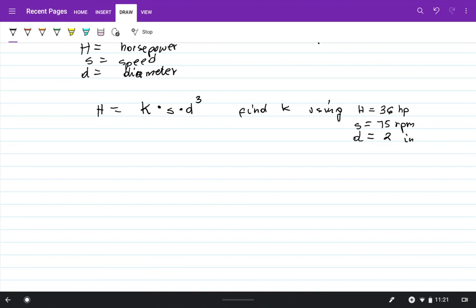Okay, so let's substitute. So we have 36 equals K times S, which is 75, times D, which is D to the third power. And we're going to solve for K, so we have 36 equals K times 75, times 2 cubed. So 2 times 2 is 4, times 2 is 8. So we have 8 times 75, so we have 600. So we have 36 equals K times 600.